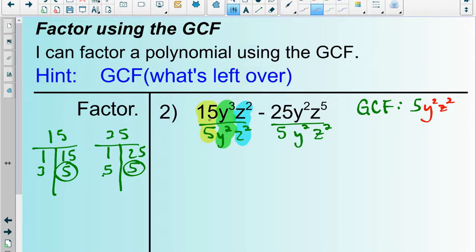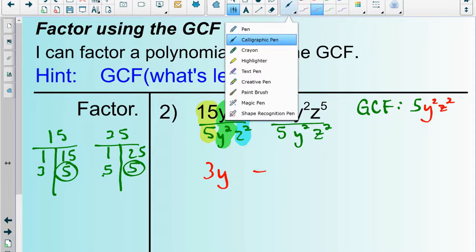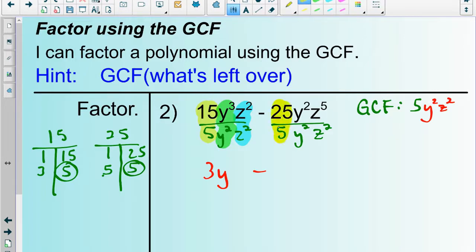So dividing, 15 divided by 5 is 3. For my y's, remember our shortcut, subtract the exponents. It's just going to be y to the first power. And for the z's, I can subtract the exponents. It's z to the power of 0. In other words, I don't have any z's left over. z squared divided by z squared is just 1. Anything divided by itself is 1. The z's all cancel out. In my second part, I'll highlight again to make that match. And we'll just divide the coefficients, then divide the powers of y, and divide the powers of z by subtracting your exponents.